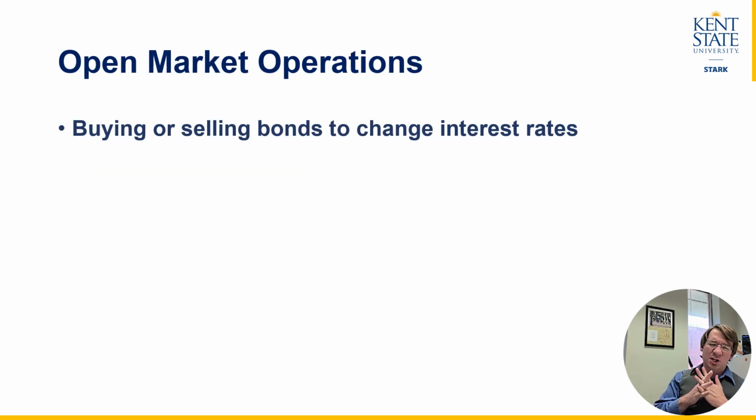And so the most common method historically for central banks to engage in economic policy, monetary policy, is to engage in open market operations. That is, the central bank will hold government bonds, and they'll either go out and buy government bonds or they will sell bonds in order to change interest rates. So let's talk a little bit about the mechanics of how that happens.